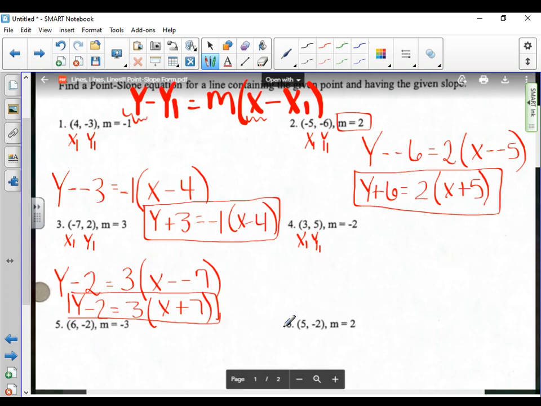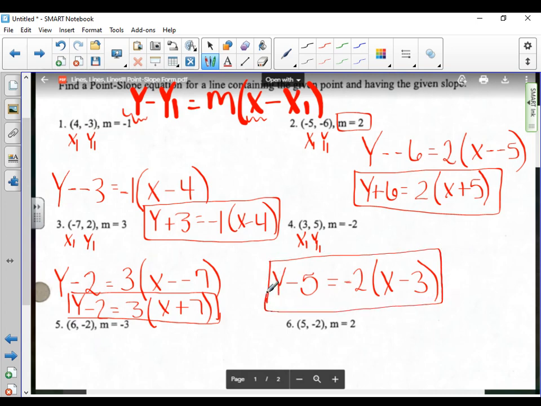Last one we're going to do on this side together is number 4. So I'm going to start with y minus. I'm looking for y1. We labeled y1 with a 5. Y minus 5 equals your slope, -2. And then x minus x1. In this case, it is a 3. Do you have any double negatives in this one at all? No. If you don't have double negatives, you don't have to do anything. You just circle it.